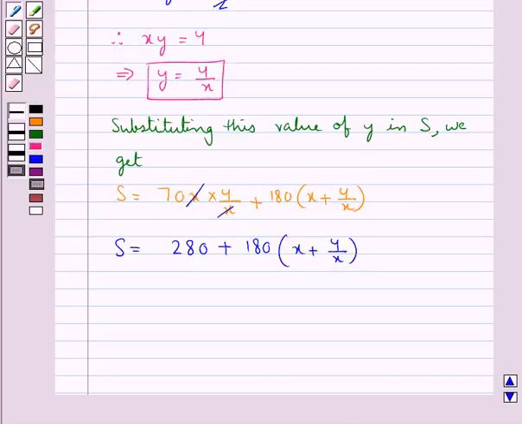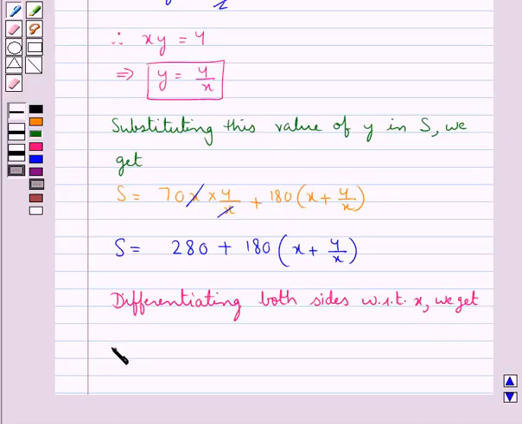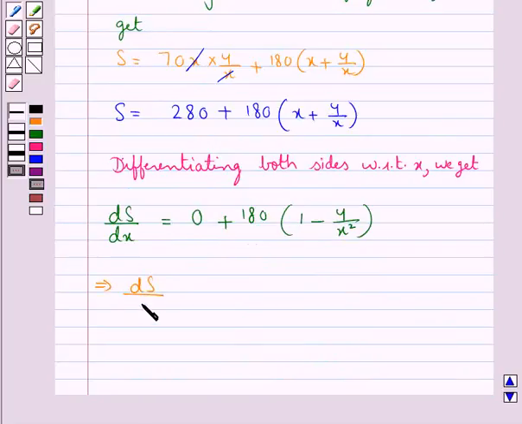Since we need to find the cost of least expensive tank, so first we will differentiate this S with respect to x. So, differentiating both sides with respect to x, we get dS upon dx is equal to 0 plus 180 into (1 minus 4 upon x square). Thus we have dS upon dx is equal to 180 into (1 minus 4 upon x square).